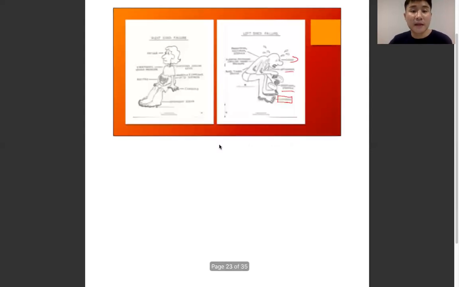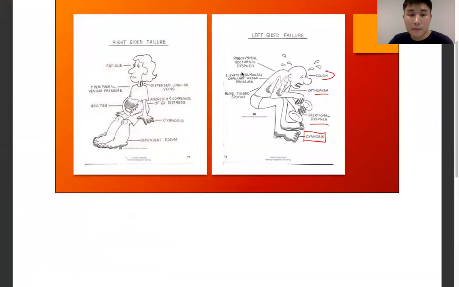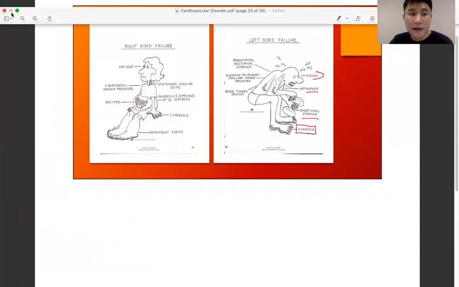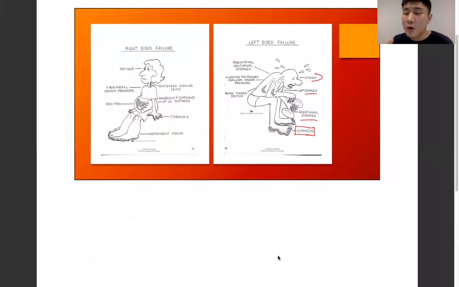Okay, thank you. So these are just some pictures that we have, so you guys can take a look. Right-sided, left-sided. It's really important to know the signs, symptoms, and the assessment for these two, you guys, okay?